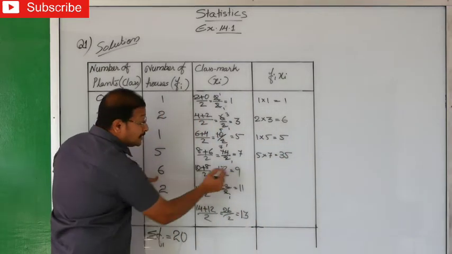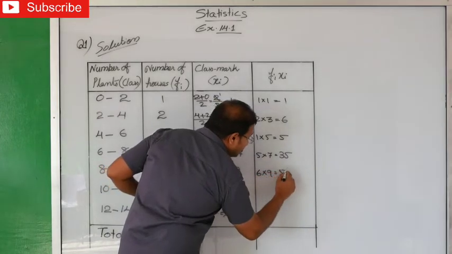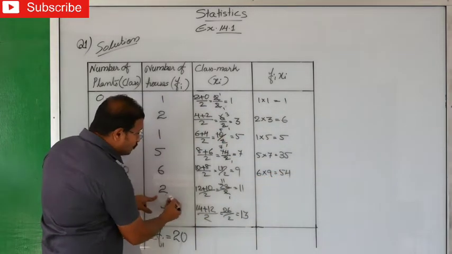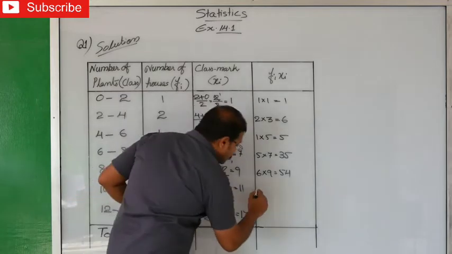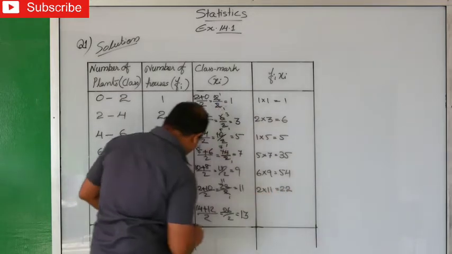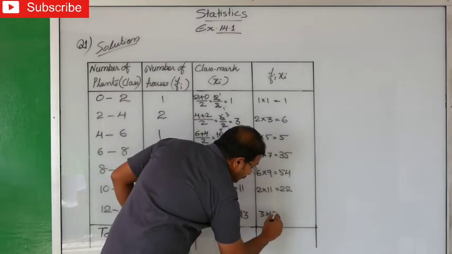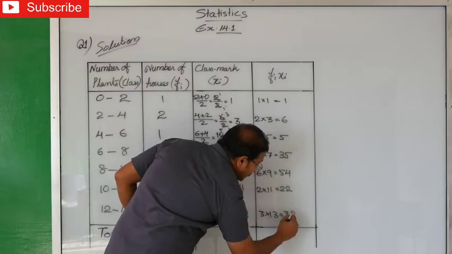Next one, 6 into 9. How much? 54. Now 2 into 11, 22. Okay, next 3 into 13, equals 39.